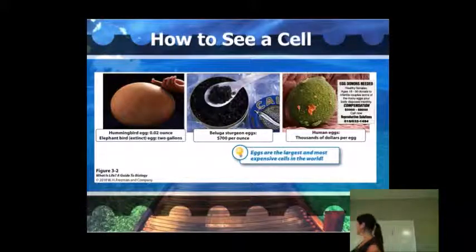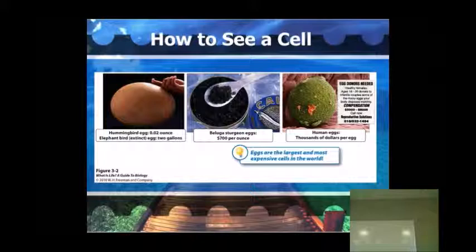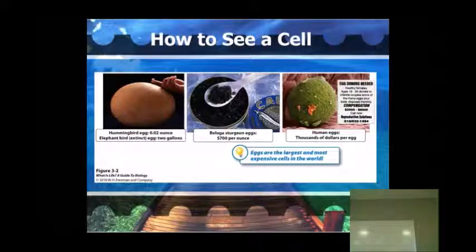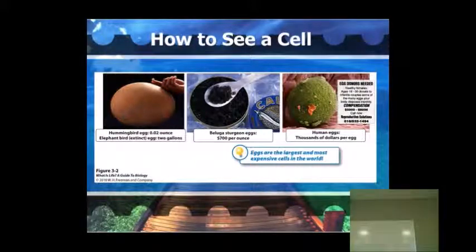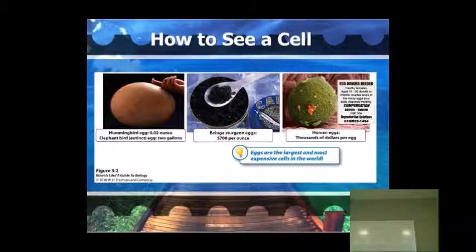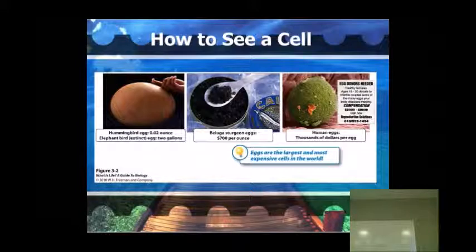If you think about how diverse those things are, here we have a hummingbird egg, which is very, very tiny, all the way up to an elephant bird, which is now extinct, that has 2 gallons of fluid on the inside. So cells can be humongous, cells can be little tiny. If you think about how much cells can cost, if you get sturgeon eggs, or beluga caviar, $700 per ounce.